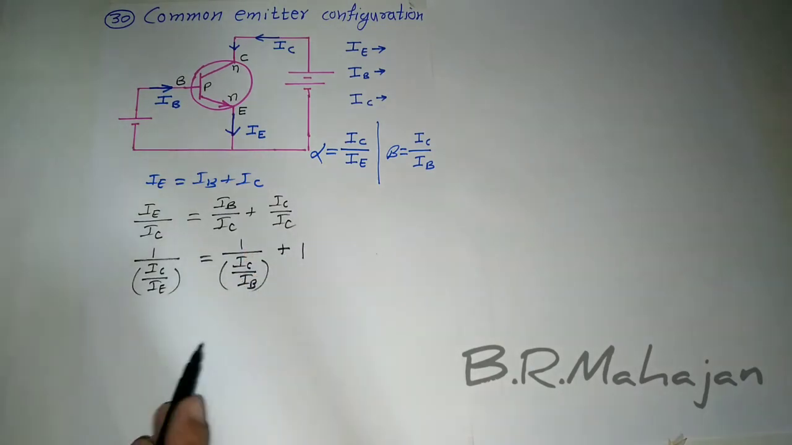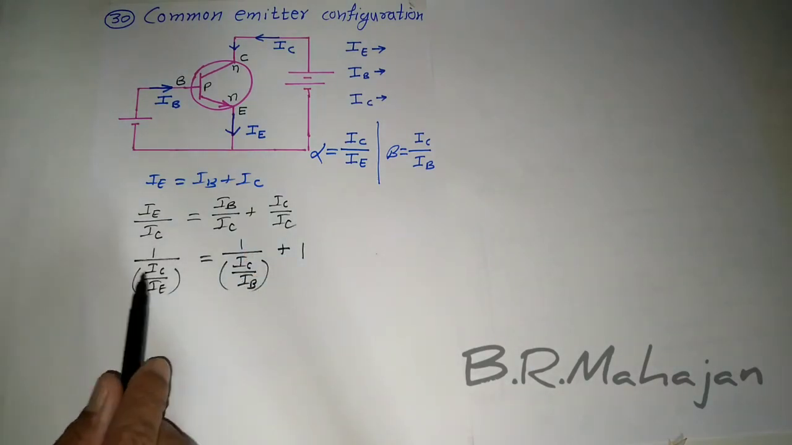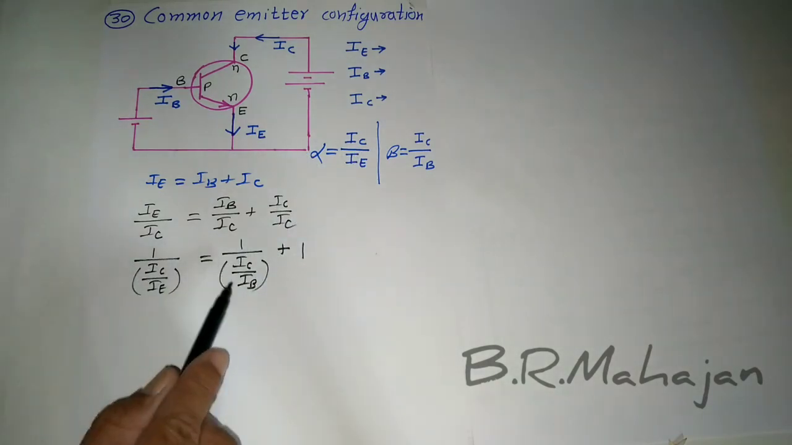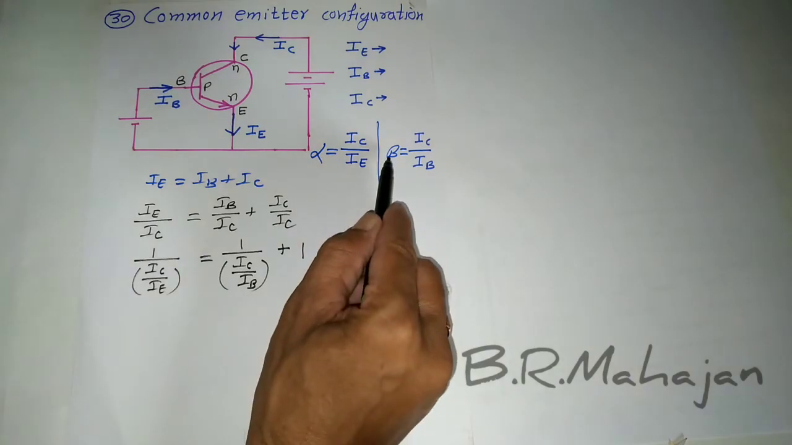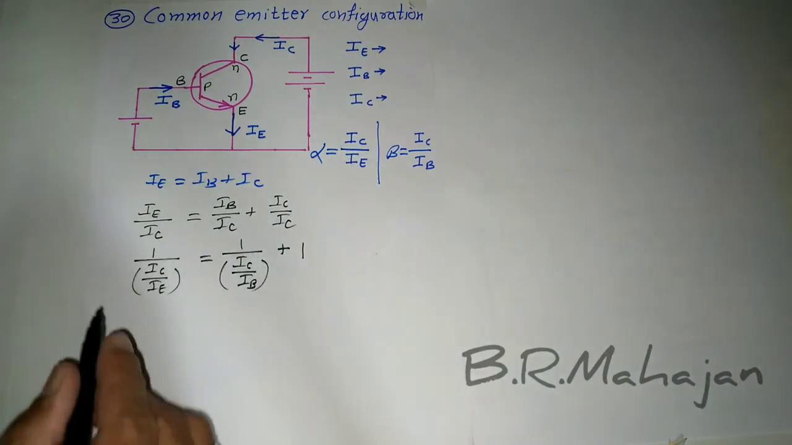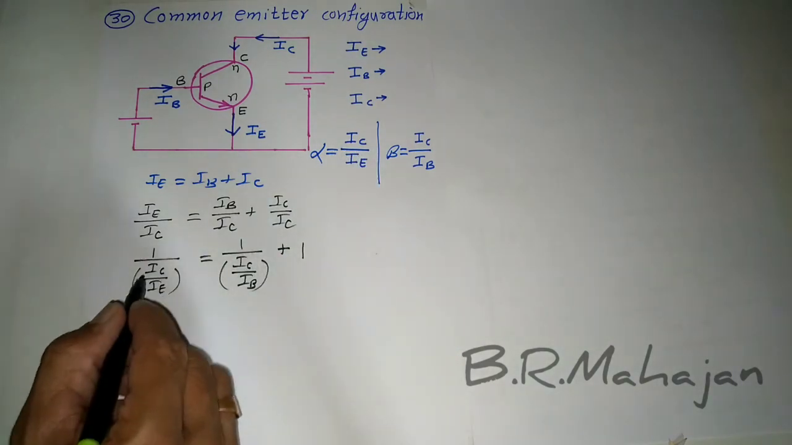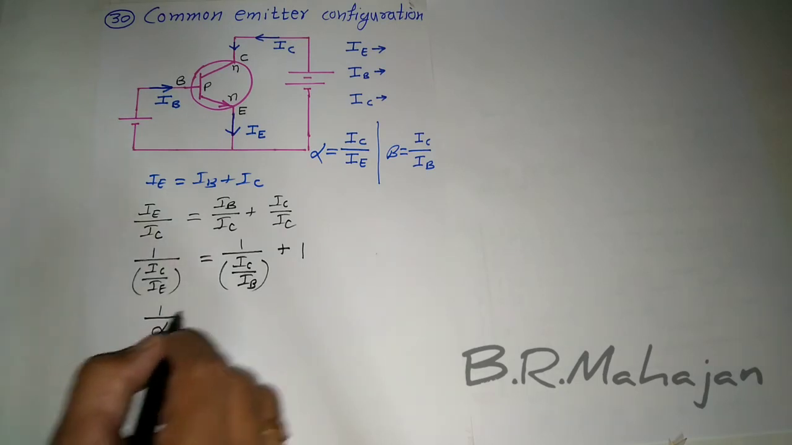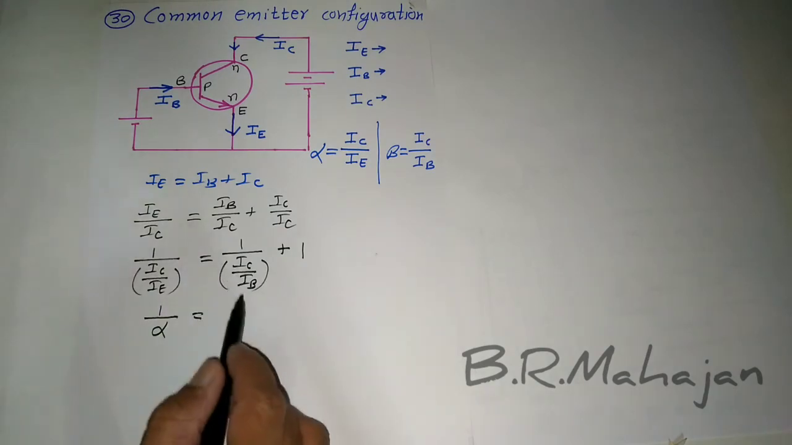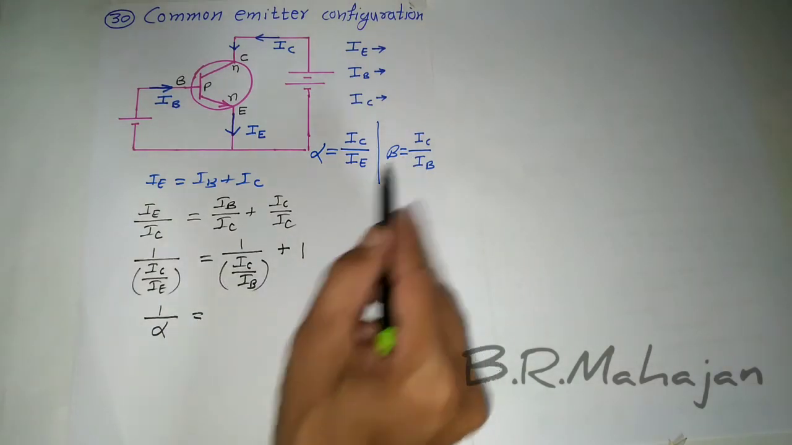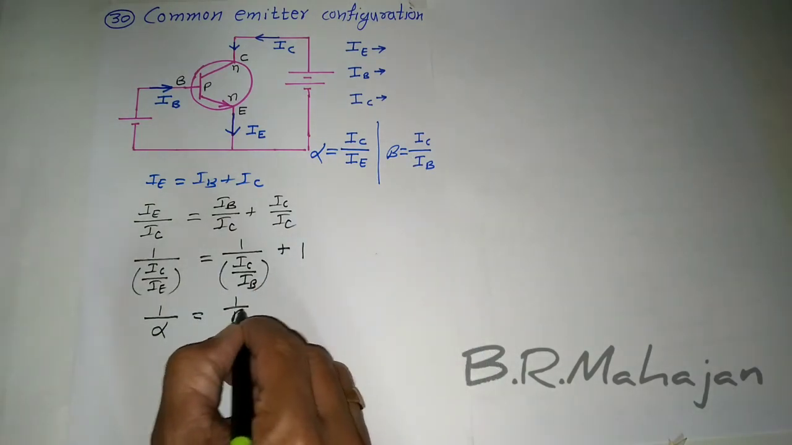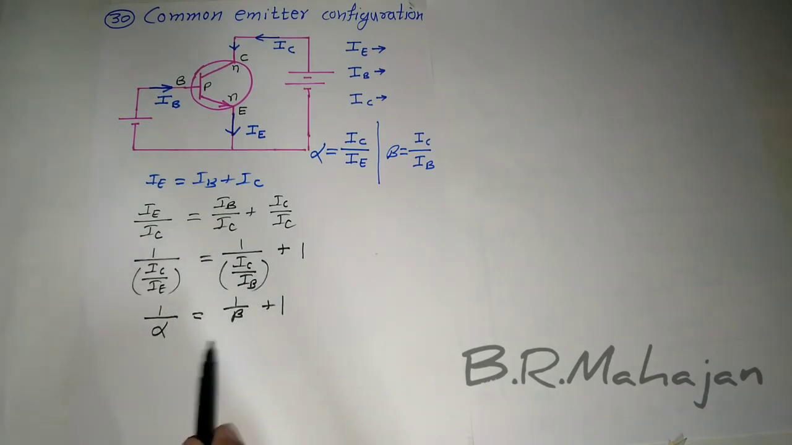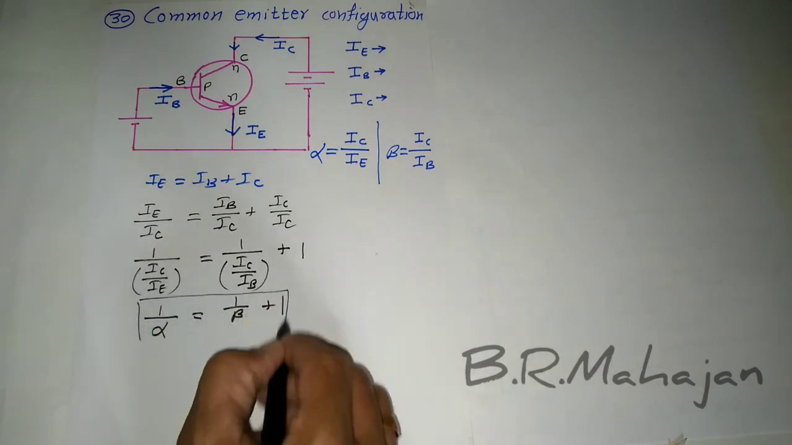Plus IC upon IC is equal to 1. Why have I done this? This is because I know the value of IC upon IE as alpha, and IC upon IB equal to beta, and I want to find out the interrelation between these. IC upon IE is nothing but alpha, therefore 1 upon alpha is equal to, IC upon IB is nothing but beta, 1 upon beta plus 1. So this is one of the options which is true. This is the correct option for the required equation.